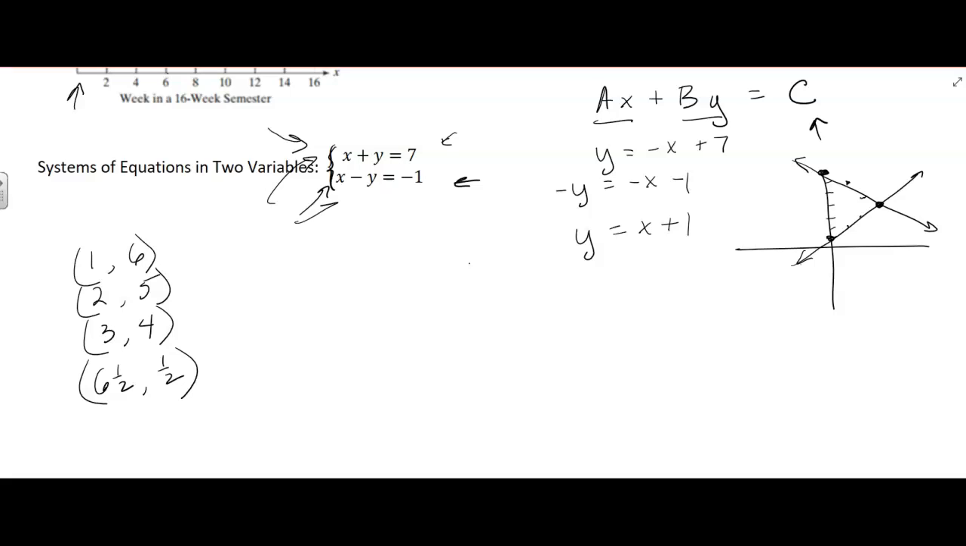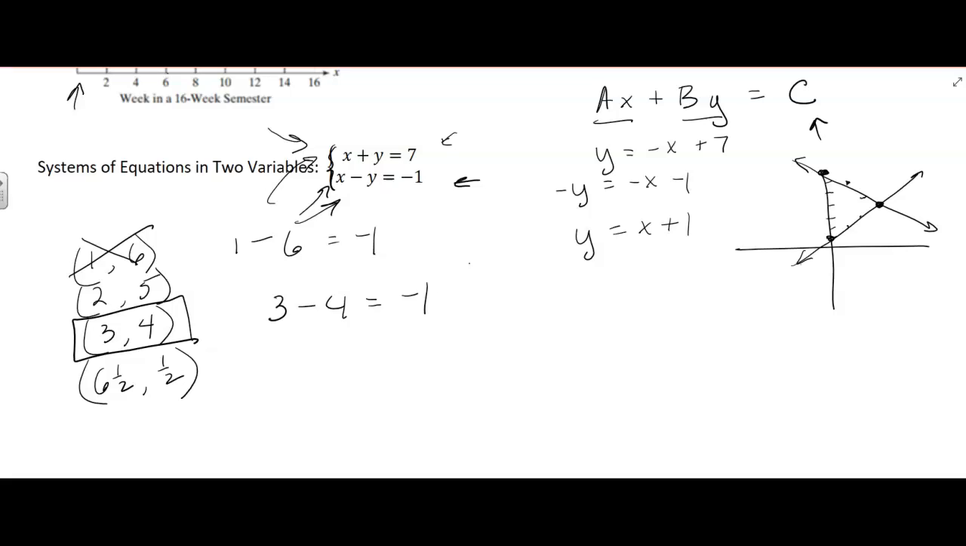But then you could look at the bottom equation and see if it works. So 1 minus 6, is that -1? No, so it's not that one. And you could go through them, but this would take forever. It turns out, though, that ordered pair actually works. In the bottom equation, you have 3 minus 4, and that does equal -1.